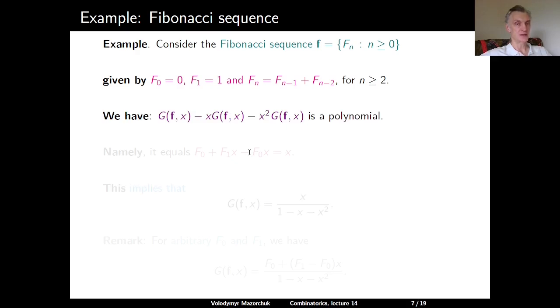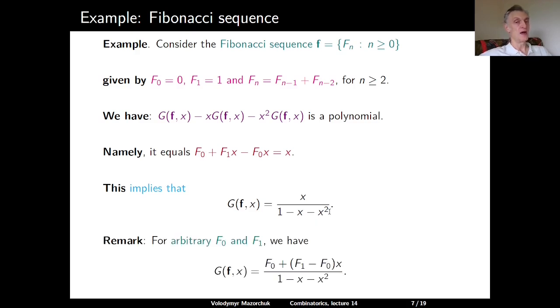Then, directly from this recurrence, we have that if we take the generating function for this sequence, then subtract x times the generating function, and then subtract x squared times the generating function, we get a polynomial. And it is very easy to check which polynomial we will get. We will get the polynomial f_0 plus f_1 x, it comes from this summand, minus f_0 x from this summand, and this summand will contribute nothing. But the same polynomial is equal to 0 plus x, so this is equal to x. And this implies that the generating function for the Fibonacci sequence is the rational function x divided by 1 minus x minus x squared.